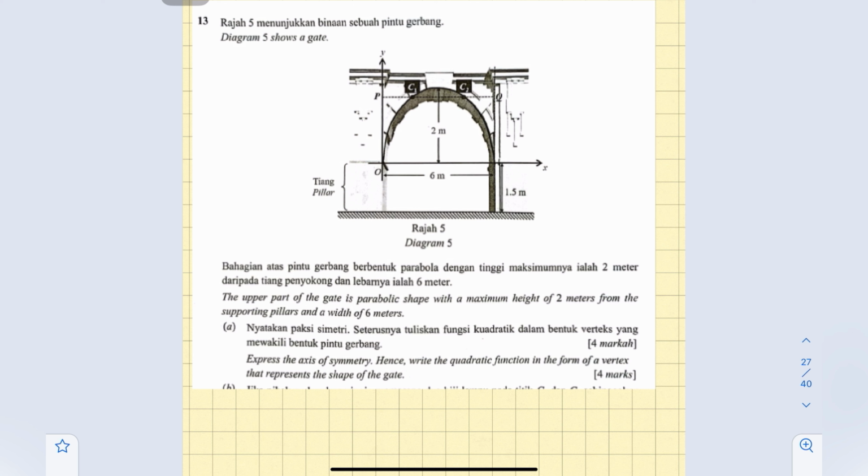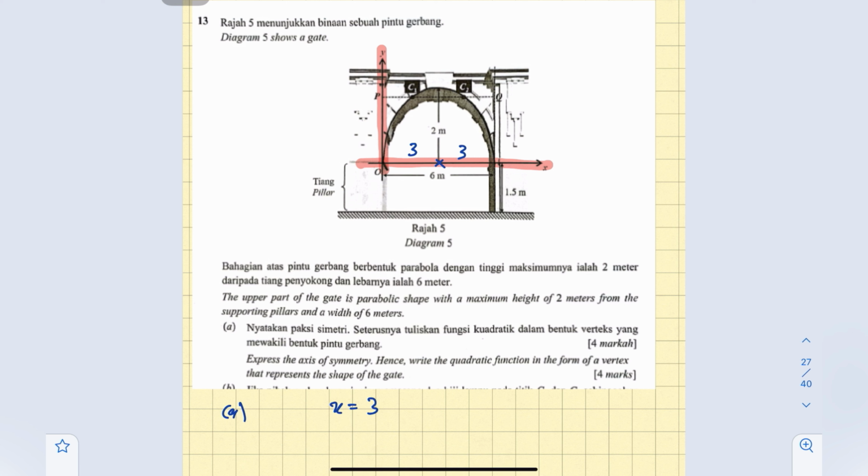So from the diagram given already, the x-axis and y-axis, we can see the curve. So the width is 6 meters, meaning that this one is 3, 3. So this point is 3, 0. So we can find the axis of symmetry. So axis of symmetry is x equals to 3.